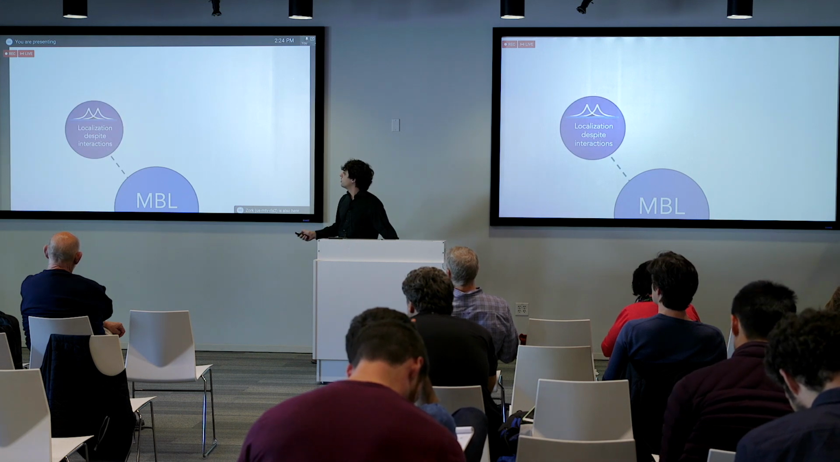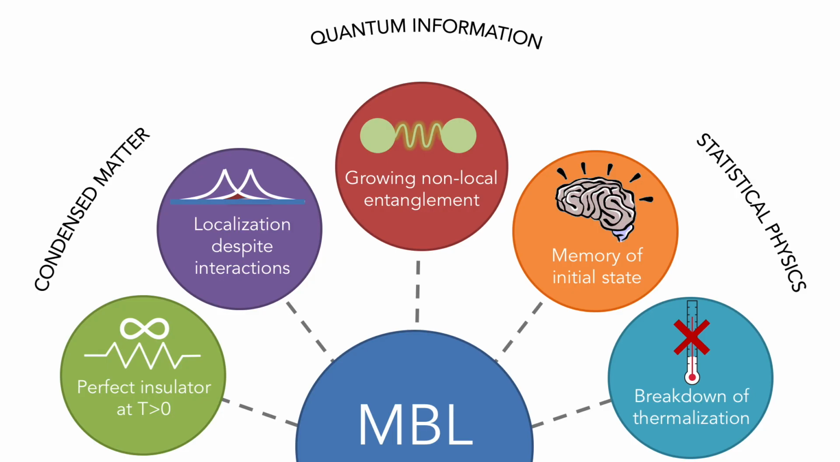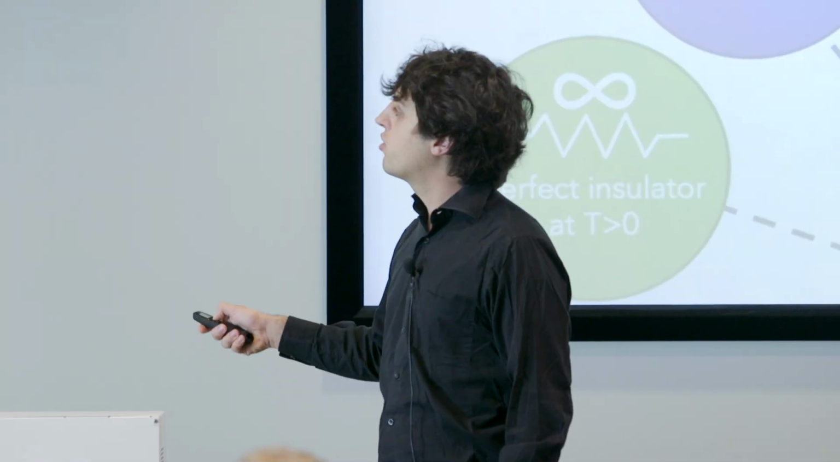For example, one reason is that since the particles are localized despite interactions, this draws attention in condensed matter physics. We have a perfect insulator, or even more like a solid state environment. Also for the quantum information community, this is a very attractive system because it might serve as a quantum memory, because the initial state stays intact for long times. We have a breakdown of thermalization in the system, maybe the most fundamental of all the properties of many-body localization. But what I'm mostly interested in here is the growth of non-local entanglement.